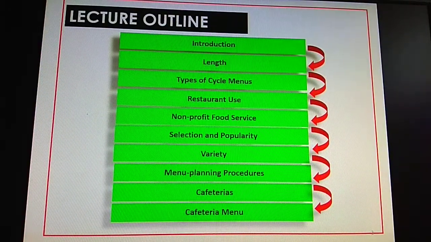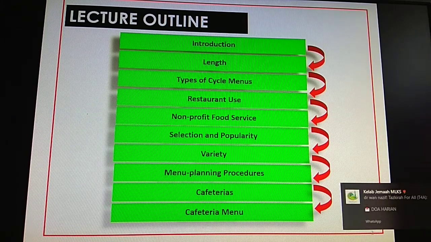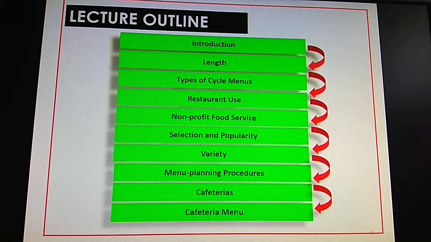These are the lecture outlines. The length of each of the cycle menus, the types of cycle menus, restaurant use of cycle menus, and then there are also profit and non-profit food service that is using cycle menus, and in terms of popularity and selection of certain dishes in cycle menus, and how variety plays an important role in cycle menus. And then the menu planning procedures, cafeterias, and cafeteria menus.